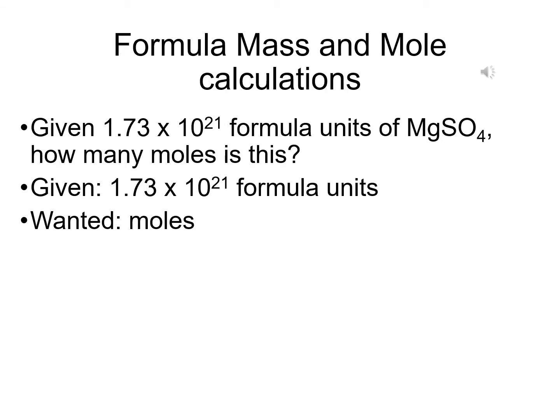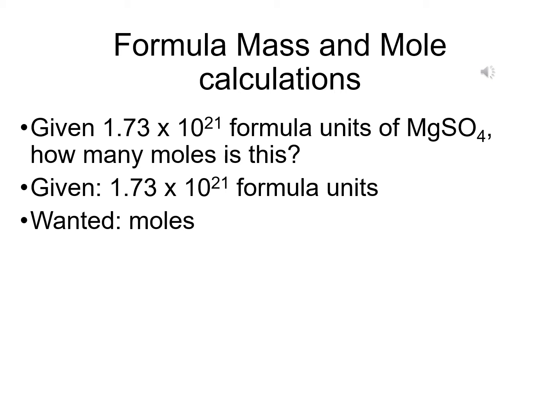So previously in this unit, we learned how to do formula mass and mole calculations. So here we're given 1.73 times 10 to the 21 formula units of magnesium sulfate, and we want to know how many moles that is. So first, we make sure we know what our given is, 1.73 times 10 to the 21st, and we want moles. So we're going to set this up the same way we've been setting up problems before. We put our given over to the left, taking note of the units in the given. And the units in the given will be in the bottom of our conversion factor.